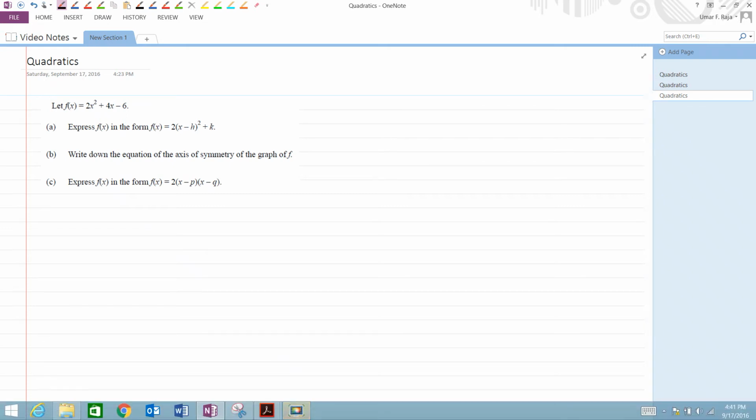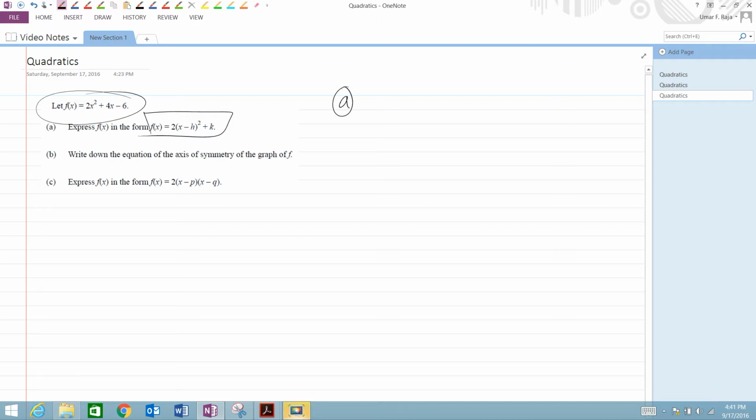Alright guys, so in this problem we're given the equation f of x is equal to 2x to the second plus 4x minus 6. Now you can see that this equation is given in the standard form, and in the first part of the problem they want you to express f of x in the vertex form. So the way that we're going to do that is by completing the square.